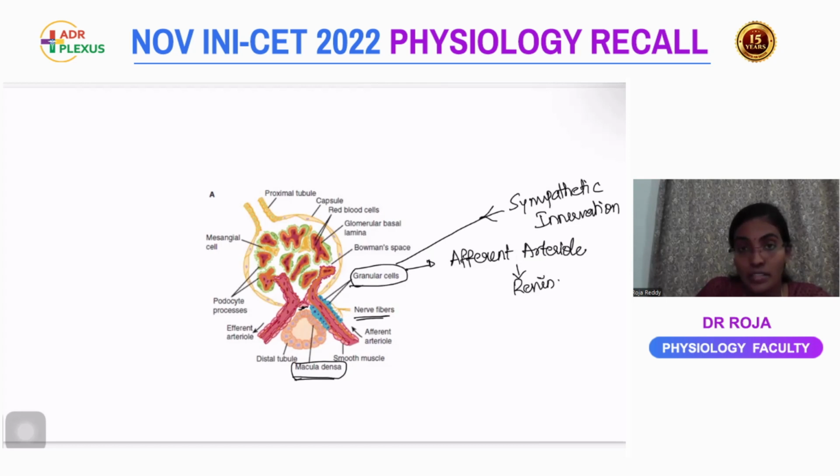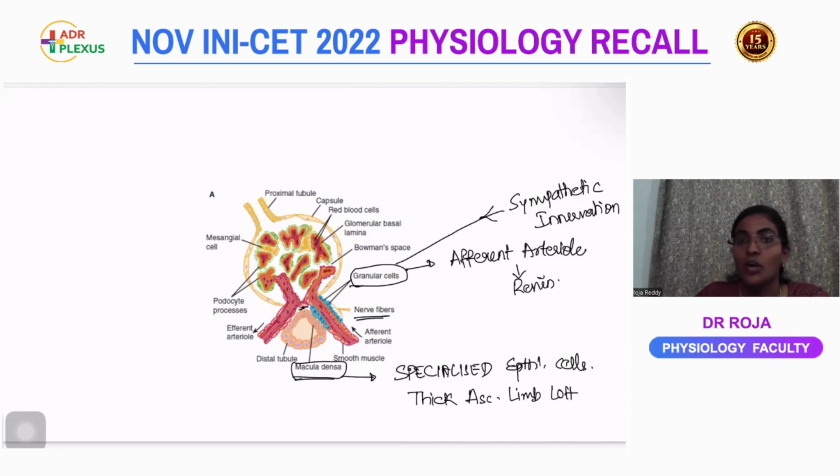Then these are the macula densa cells, which is given in the question. The macula densa cells are nothing but the specialized epithelial cells which are the lining of the thick ascending limb of loop of Henle. Now, where are they present in the thick ascending limb of loop of Henle? These are present near the junction of the thick ascending limb of loop of Henle and the distal convoluted tubule of the nephron.